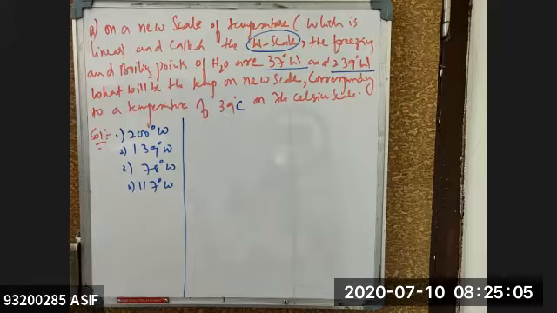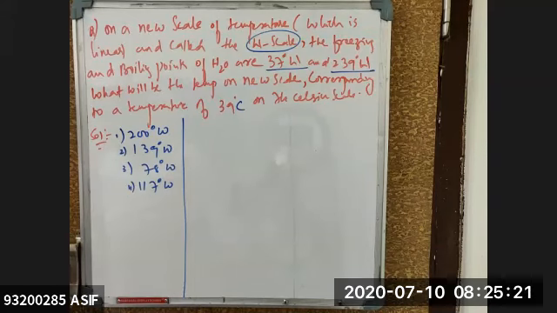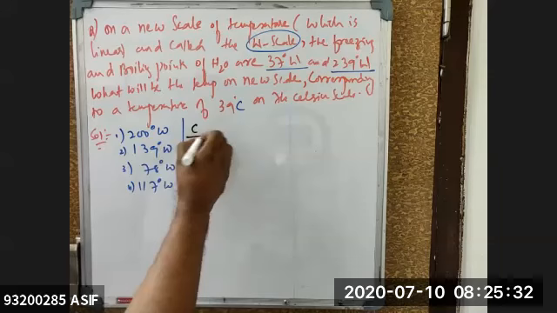Sir, first I found the difference, that is 239 minus 37. It is not 39, it is 37. Sorry, 37, sir. The difference between the freezing point and boiling point. So this will become how much?